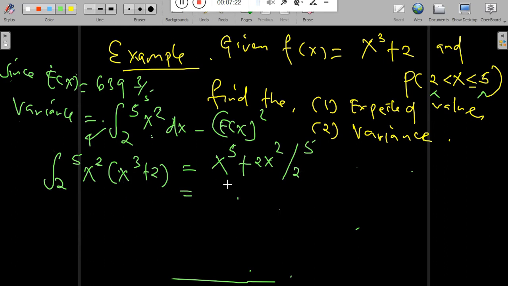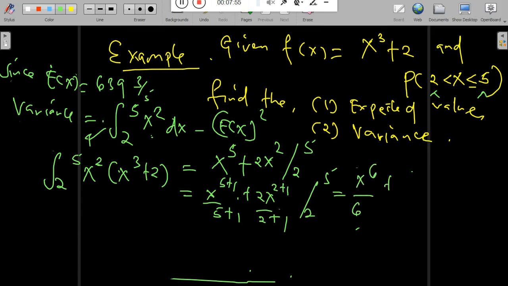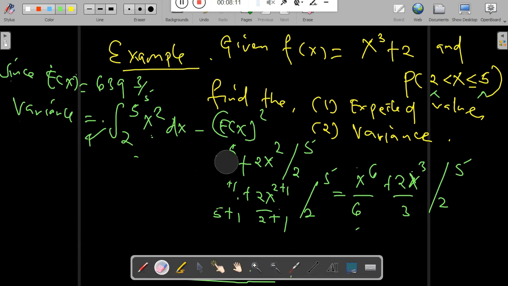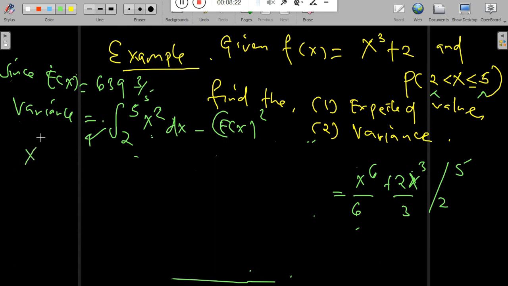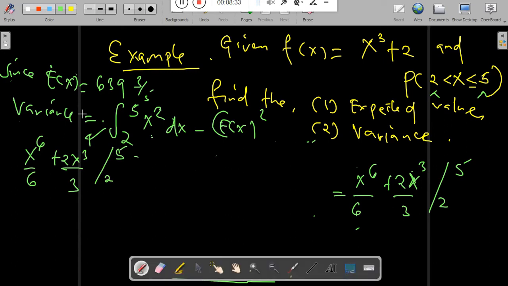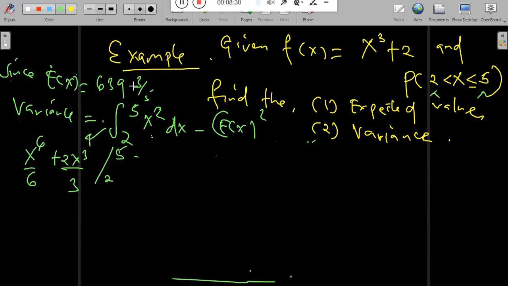Let us integrate. So this will give 5 plus 1, which is 6, then plus 2x, 2 plus 1, with the limits from 2 to 5. So this will give x to the power of 6 over 6 plus 2x cubed divided by 3, with limits 2 to 5. So the variance will be equal to x to the power of 6 over 6 plus 2x cubed divided by 3, with limits from 2 to 5. Let us plug into the equation.